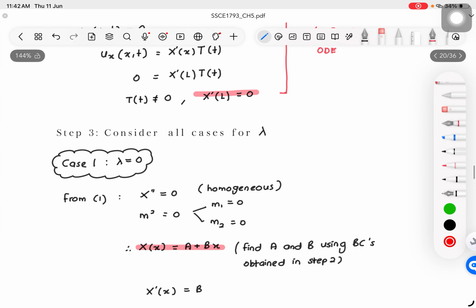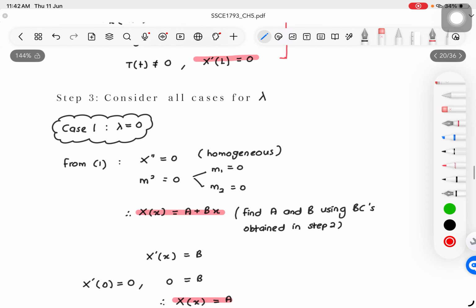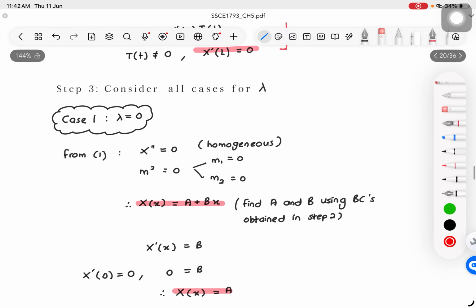So now we want to check case 1, which is lambda equal to 0. When lambda is equal to 0, from the equation 1 just now, you substitute lambda equal to 0. So you obtain X double prime equal to 0. This is a homogeneous equation. What you need to do next is find the root. When we find the root, we obtain the root equal to 0.